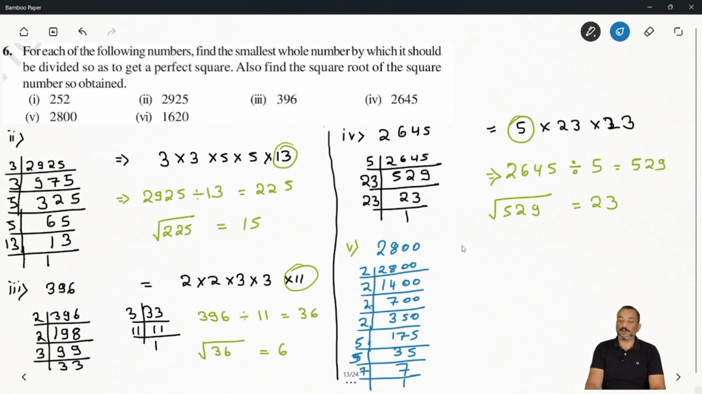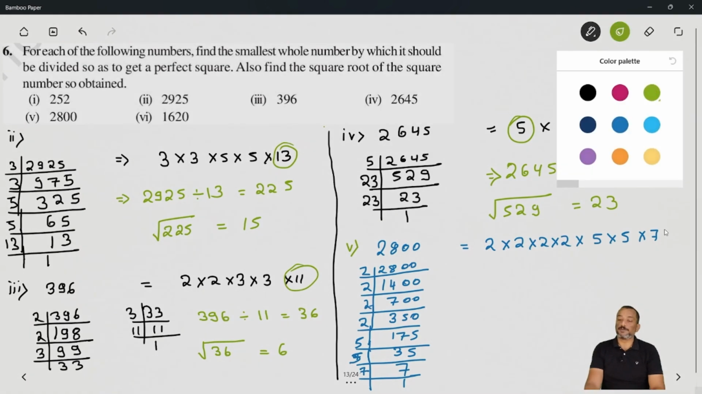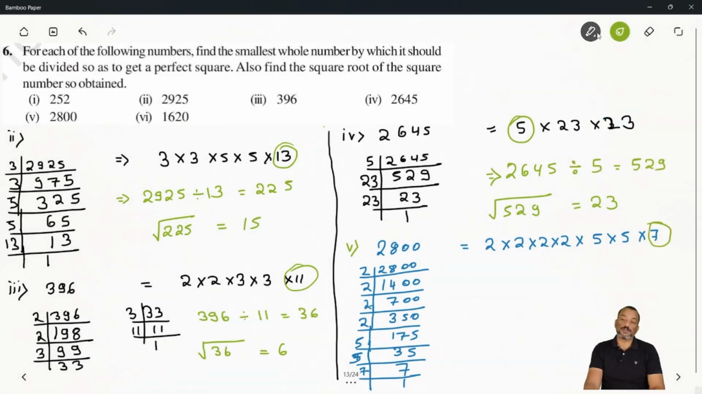So what are the factors you will get here? You will get a factor 2 times 2, and how many times? 1, 2, 3, 4 times. So you can write here, then 2 times 5, so 5, 5, and 1 times 7. So here you can see this 7 is unpaired, so which means we will divide this number by the 7.